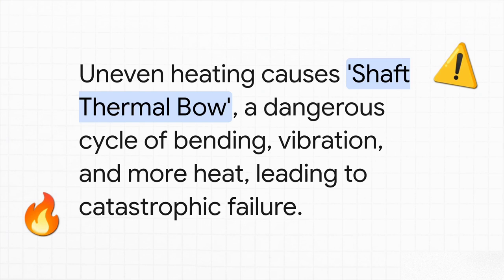A small, localized hotspot on the rotor can kick off this dangerous chain reaction called a shaft thermal bow. Uneven heating makes the massive steel shaft actually expand more on one side than the other, causing it to literally bend. This bow creates intense vibration and friction, which then generates more heat, which in turn makes the bow even worse. It is a vicious cycle that can escalate to a catastrophic failure really, really fast if you don't see it coming.